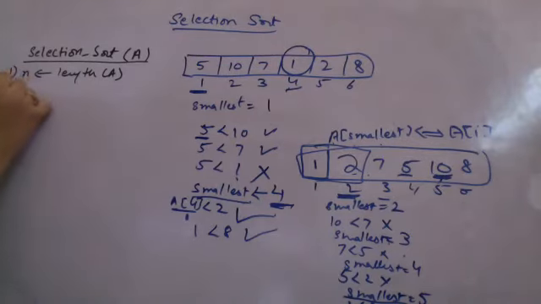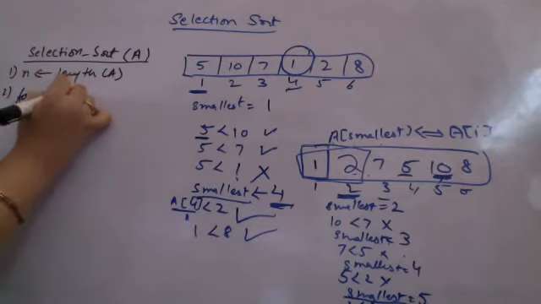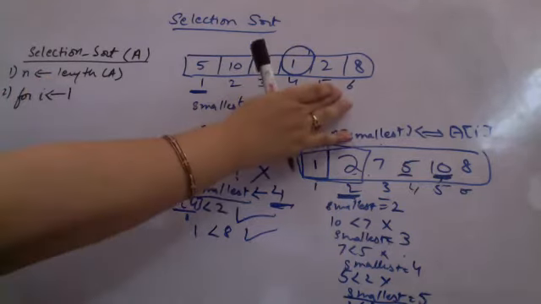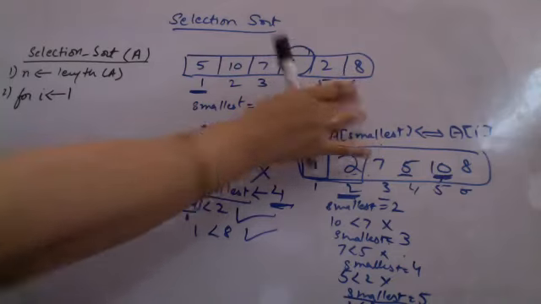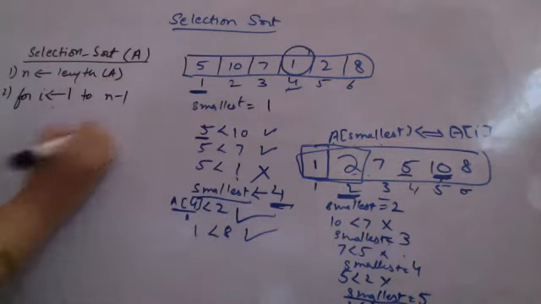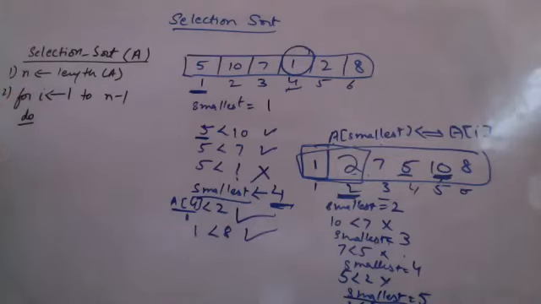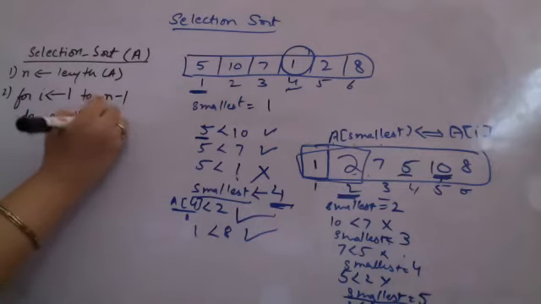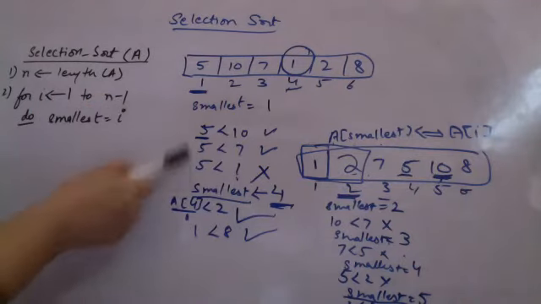Then I'm running a loop here, I is running from 1 to n minus 1, because after that you will not be able to compare. So I is running from 1 to n minus 1. What do I need to do? Now here I need to make smallest equal to I. That is what I have been doing.